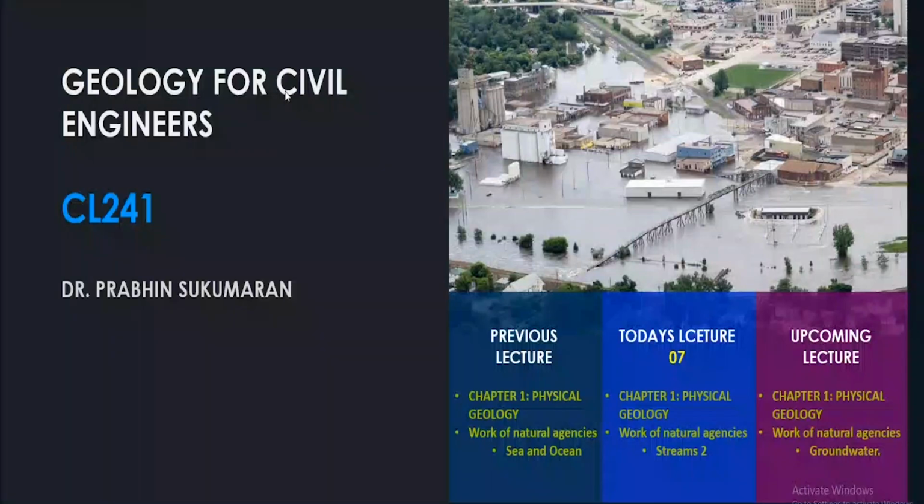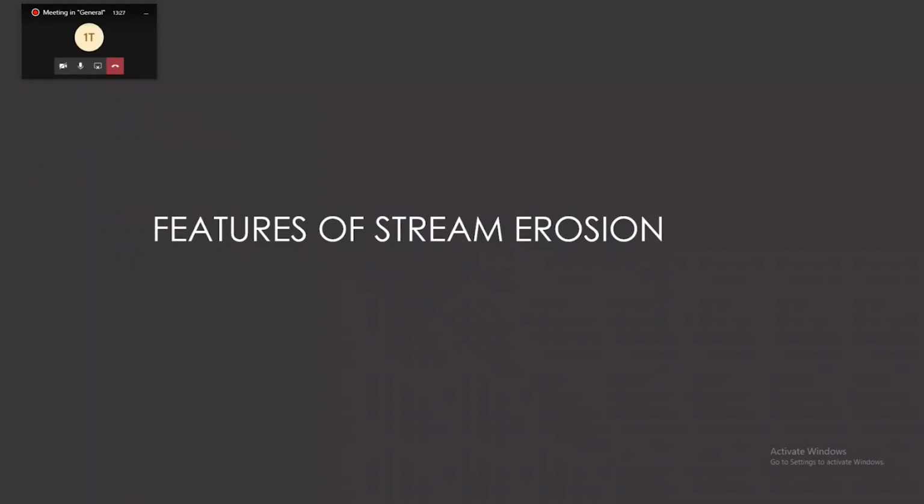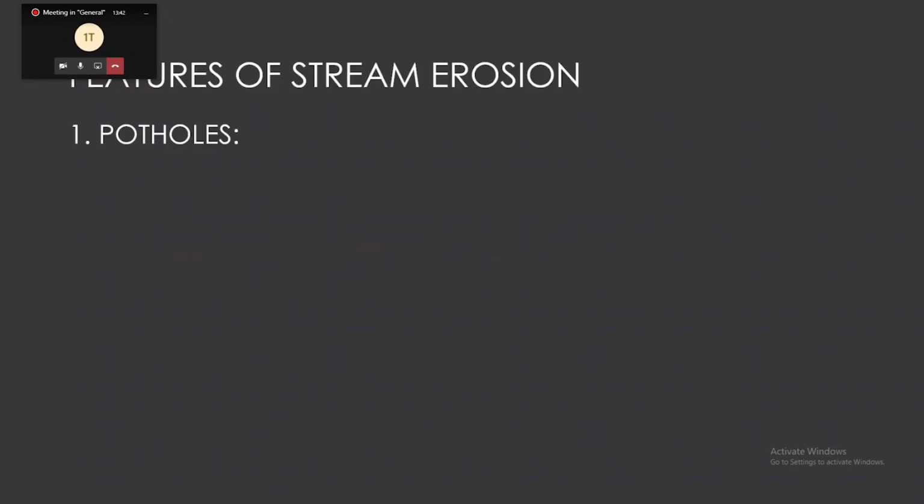Today's lecture is a continuation of what we discussed yesterday: what kind of geological features or changes river erosion produces on the surface of our earth. So what are the processes done by erosion? They include hydraulic action, abrasion and attrition, the three main processes, and chemical action, the corrosion process, is the next.